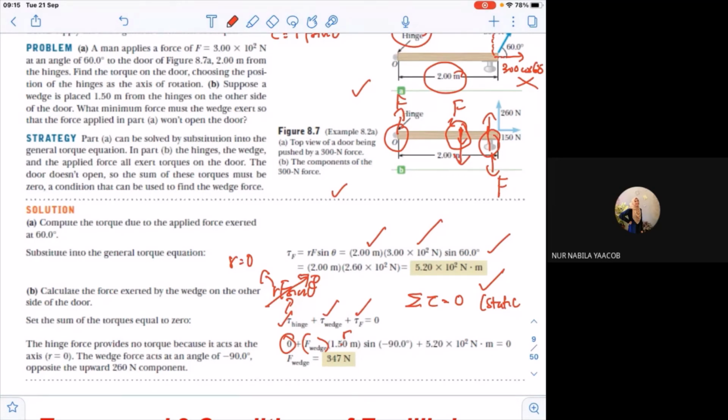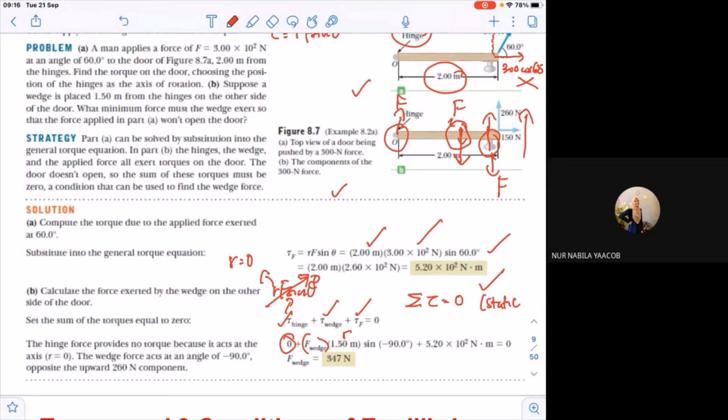Okay, it will be going down, not going down. Actually, the force of the wedge opposes the motion of the force. We try to open the door, we try to push the door to the other side, so the door will open.